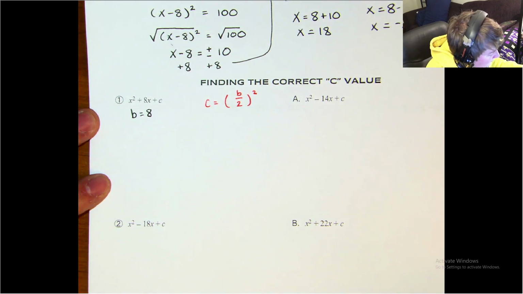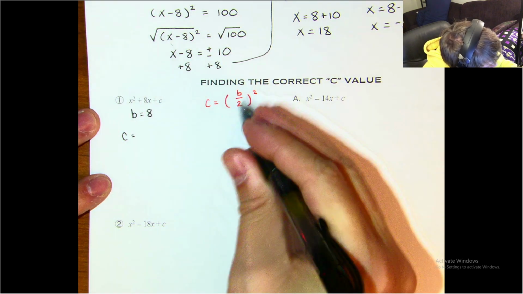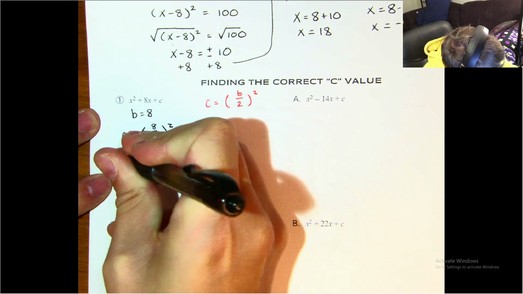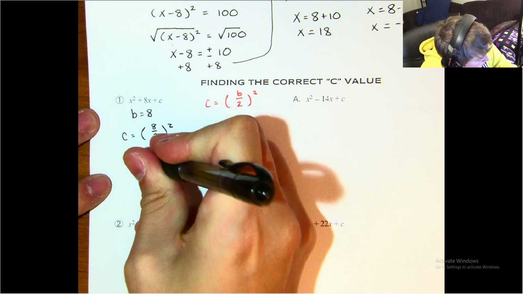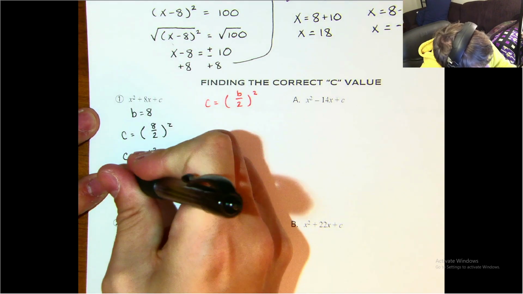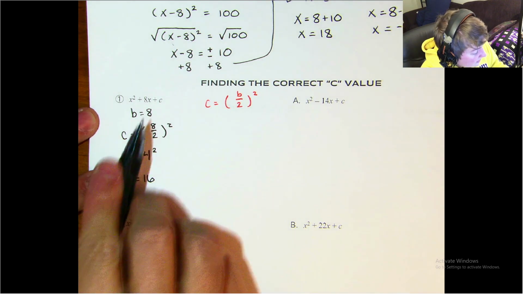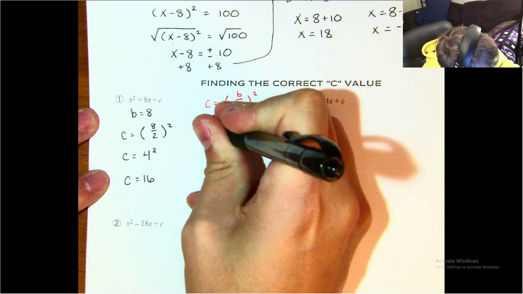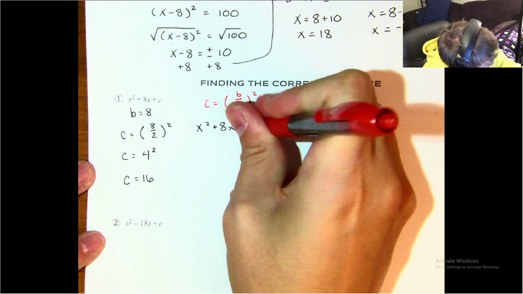Okay, so if I want the appropriate c value, I am just going to go ahead and plug that into this formula. So here I have 8 divided by 2 squared. Okay. So 8 divided by 2 is 4, so this now becomes 4 squared. 4 squared is 16. Okay, so that means my c value here has to be 16. Let's go ahead and check and make sure that worked.